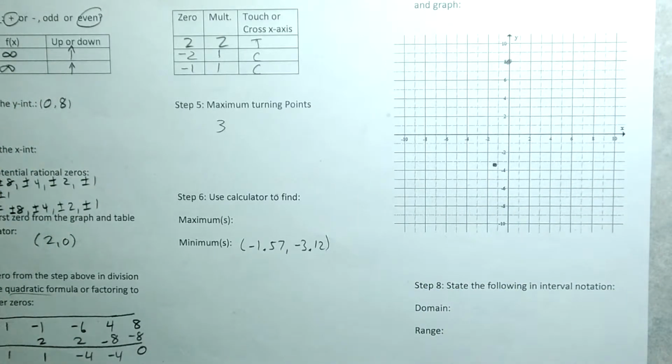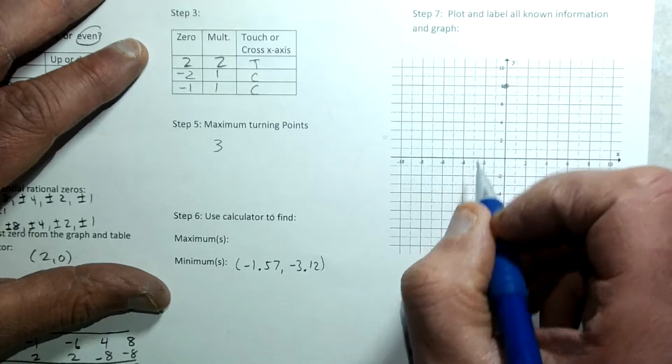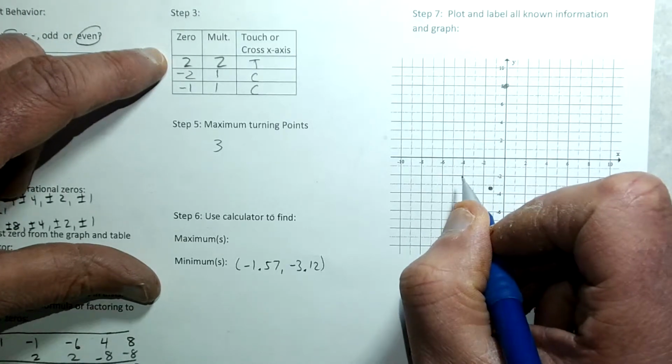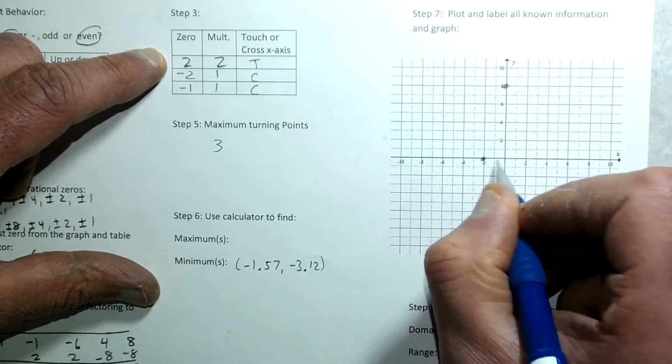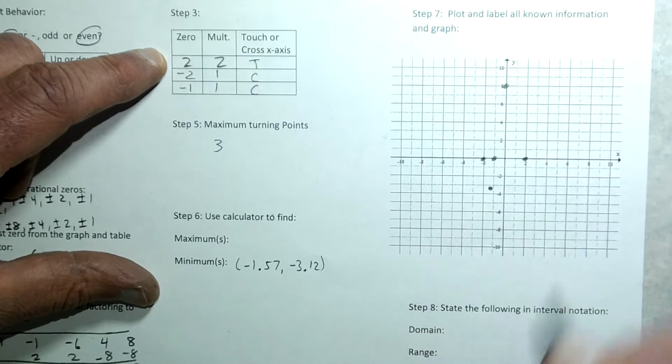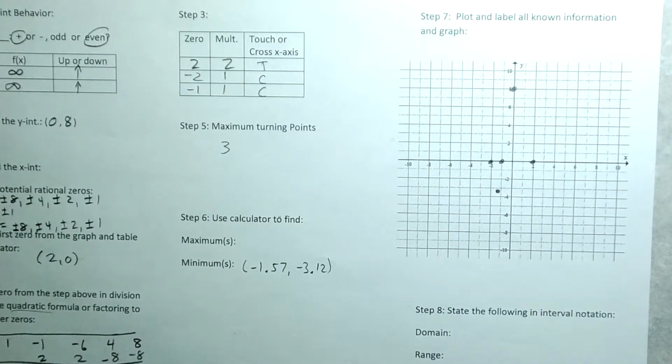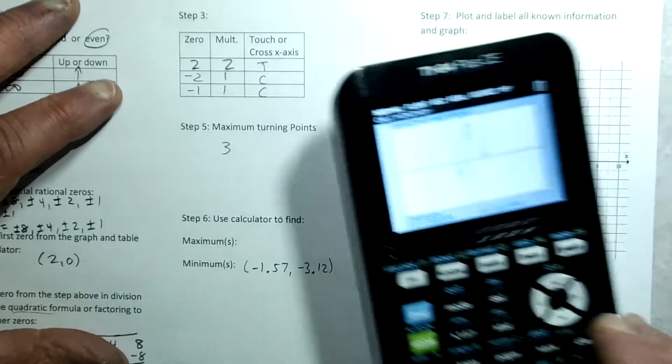And by the way, too, I could put my zeros in while I'm at it. And so I have a 0 at 2, -2, and -1. So -2, -1, and 2. And then I also have a maximum point that I could go ahead and calculate here.